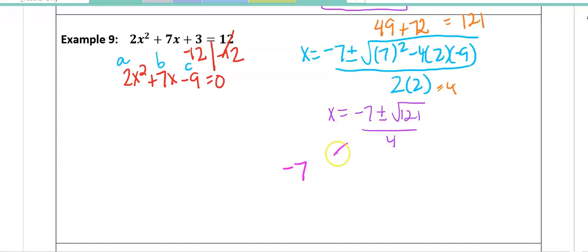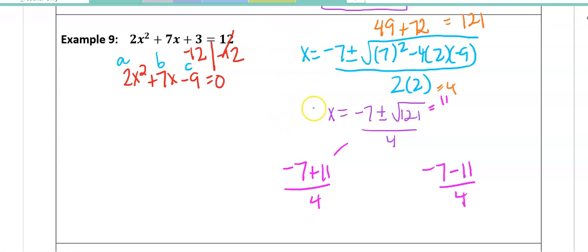So I have -7 plus, and the square root of 121 is actually 11. -7 plus 11 divided by 4. And then I'm going to have -7 minus 11 divided by 4. So I have the plus over here and then the minus, the right side and the left side of the axis of symmetry.